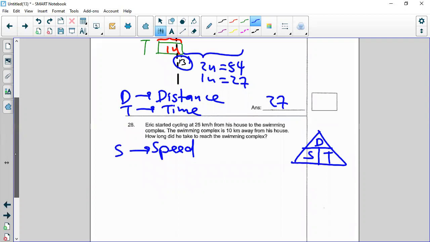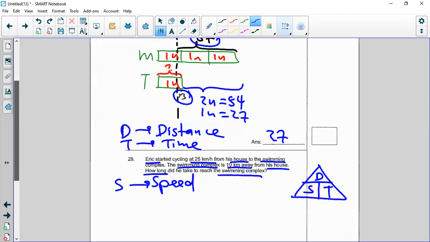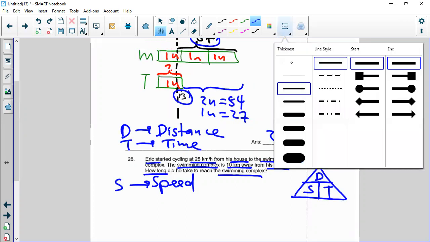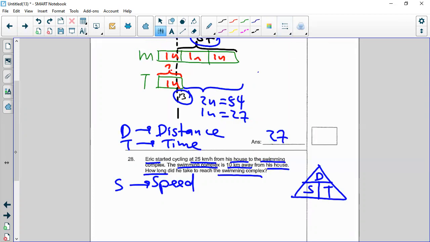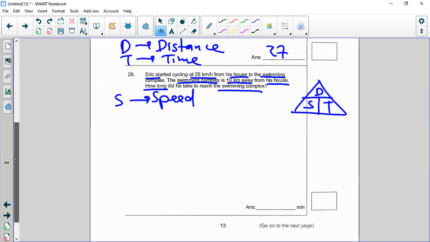All right, look carefully. Eric started cycling at 25 km per hour from his house to the swimming complex. The swimming complex is 10 km away from his house. How long, meaning time taken, did he take to reach the swimming complex? There is a method here. So what is the method? Speed distance timeline. That is the method.